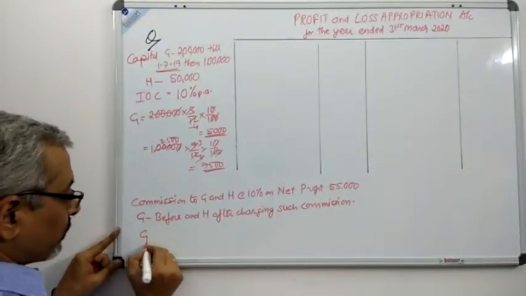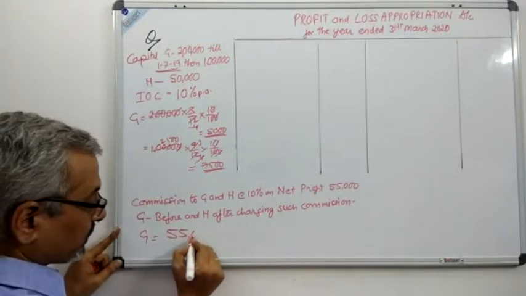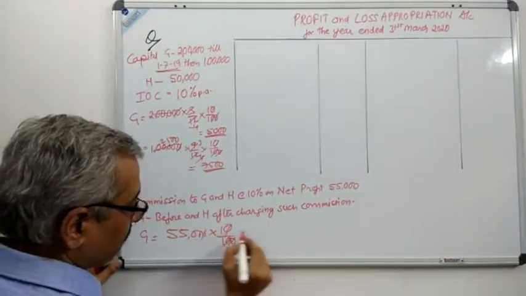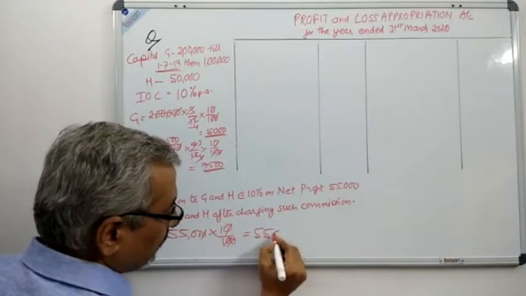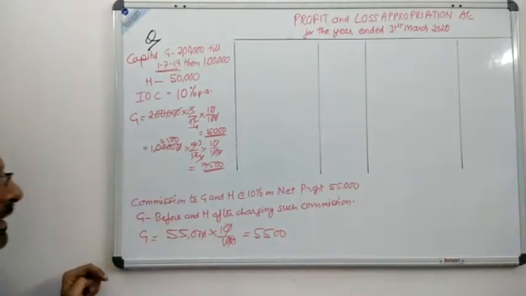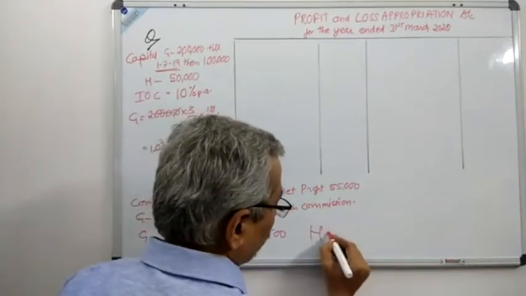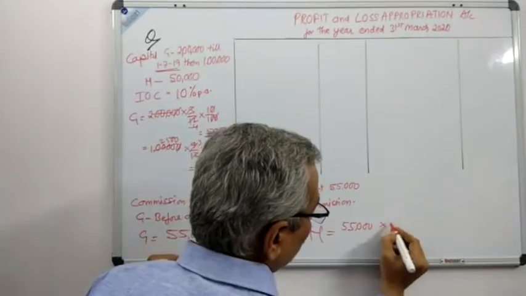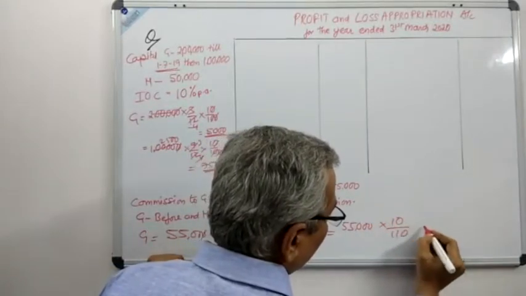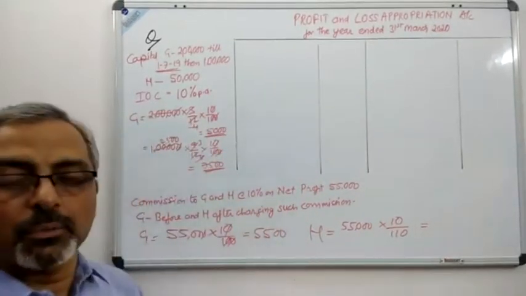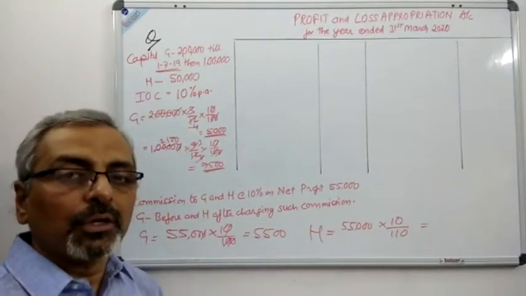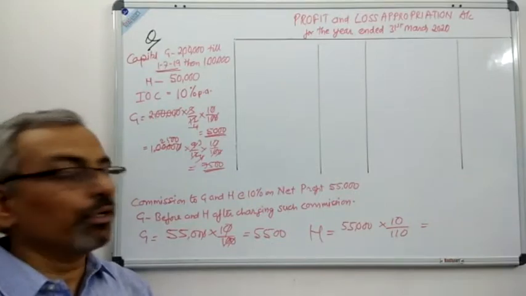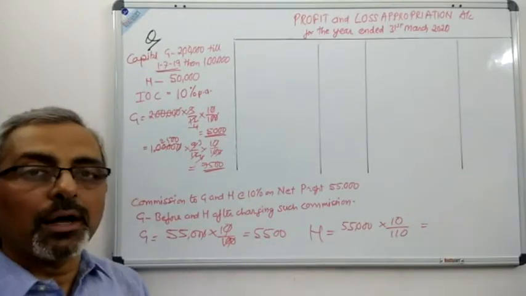So we'll calculate for G: 55,000 into simple calculation of percentage, 10 percent. So 5,500 is the commission for G, and for H the commission will be 55,000 into 10 divided by 110. I hope you are absolutely clear with why it is 110, because the denominator should be added with the given percentage, that is 10%. So the denominator from 100 changes to 110%.